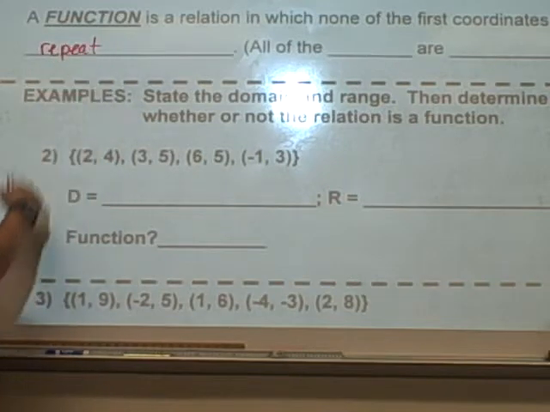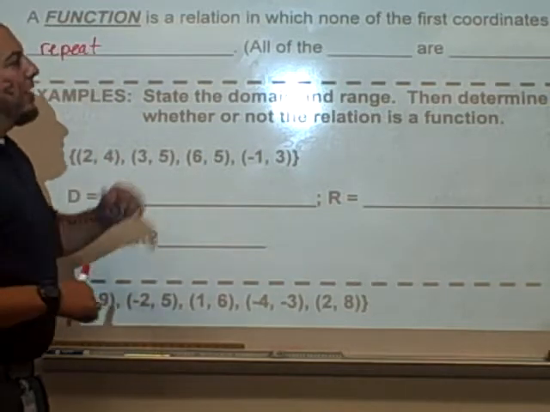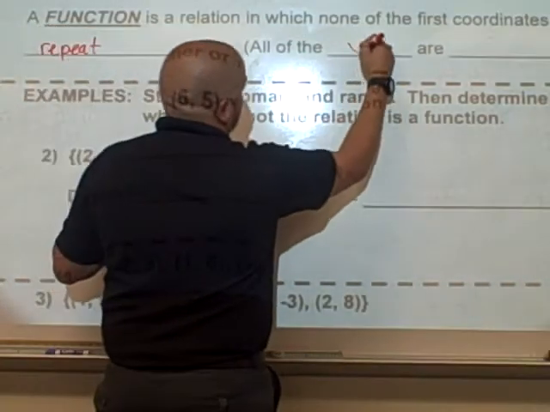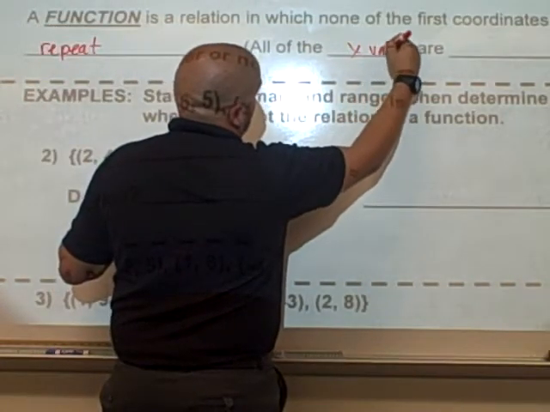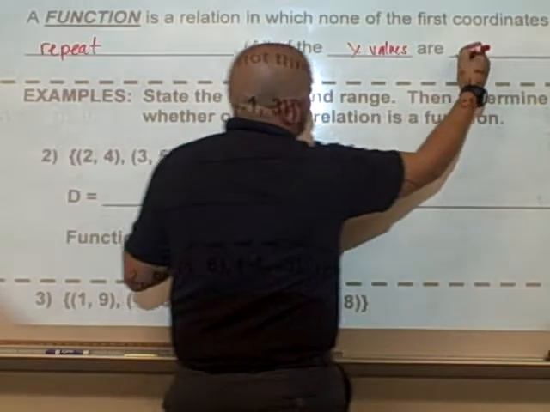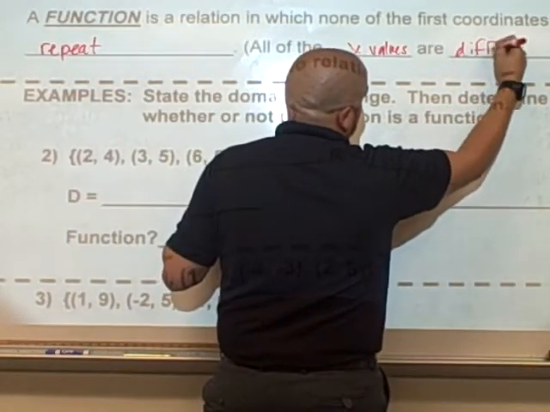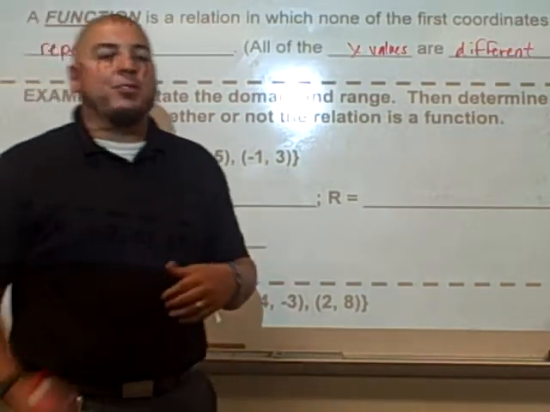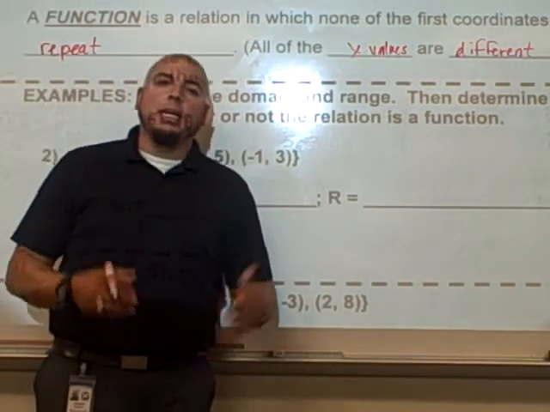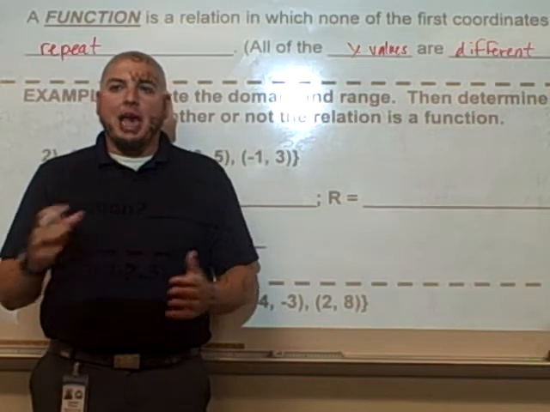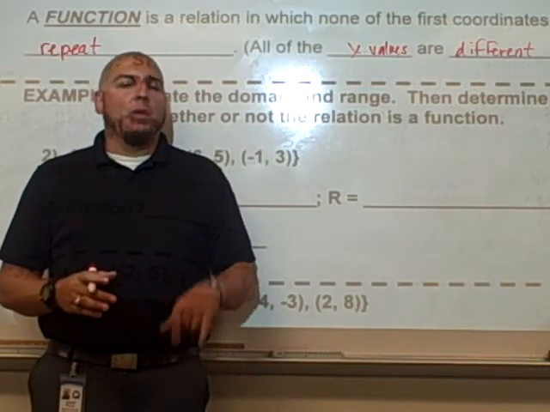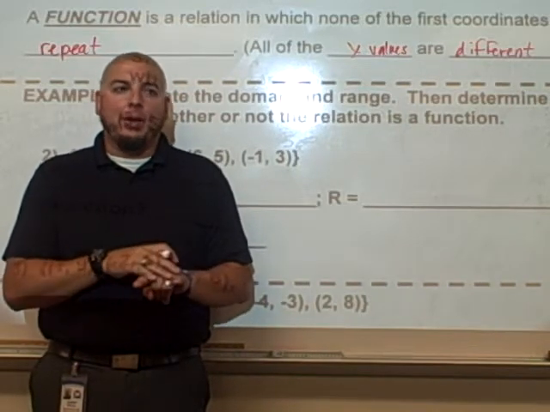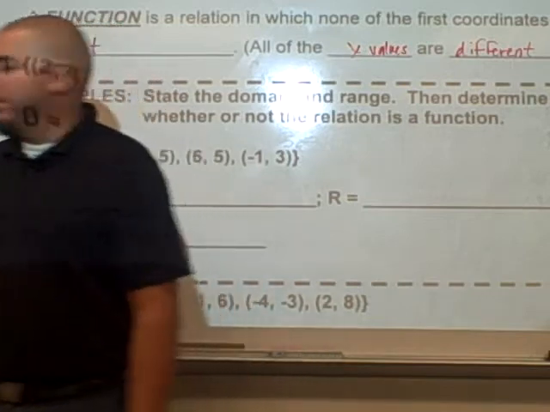We've already talked about this a little bit in class. So all of the x values are different. I like to tell my students, and I have in years past, for every x, there is only one y. If you have 2 y's, that means your x has to repeat, which doesn't make it a function anymore.